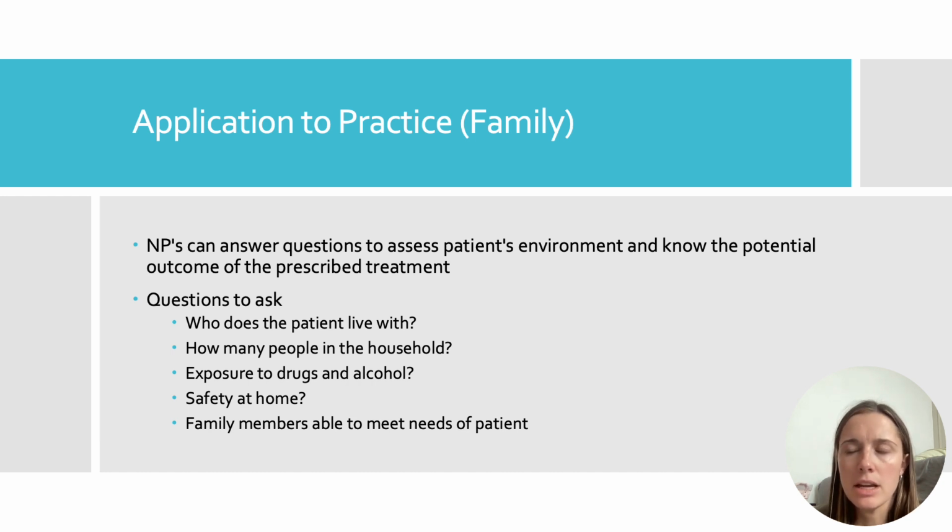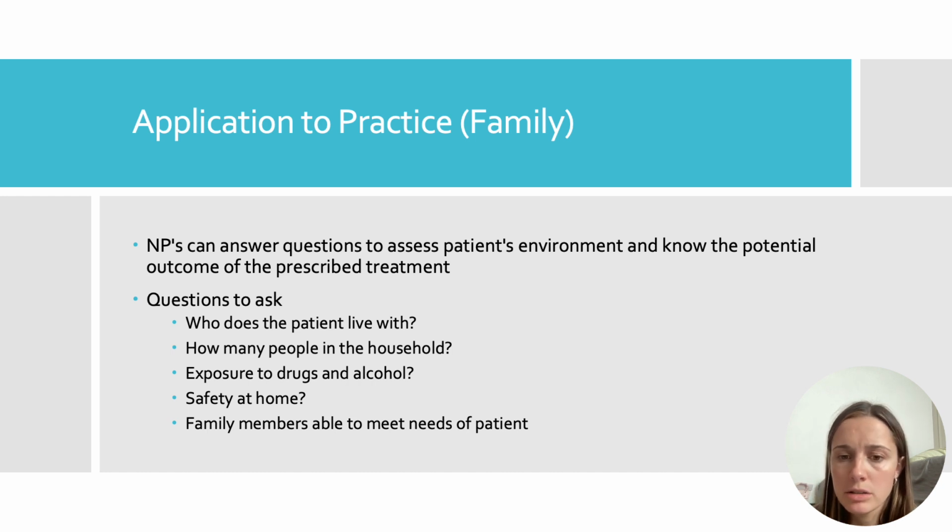Do they have the appropriate resources or the care from home to help them succeed and have a more positive outcome? So questions that are going to be asked are, who does the patient live with? Do they live by themselves? Is their significant other still living? Are the kids involved? Are the parents involved? Do they have their biological parents? You're going to want to ask how many people live in the household.